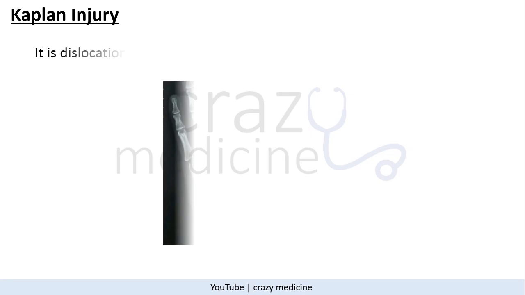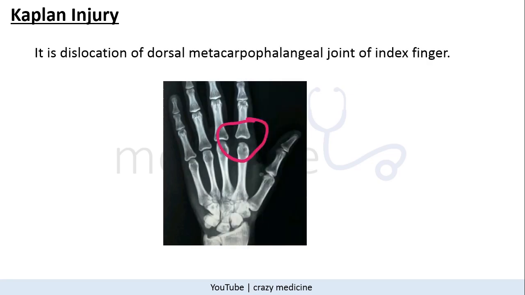Next is Kaplan injury. It is dorsal dislocation of the metacarpophalangeal joint of the index finger. In the image you can see increased space at the metacarpophalangeal joint.